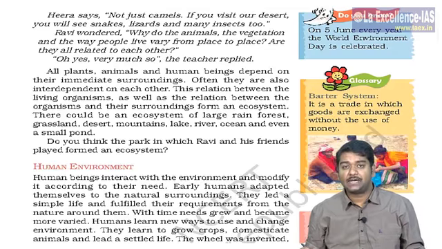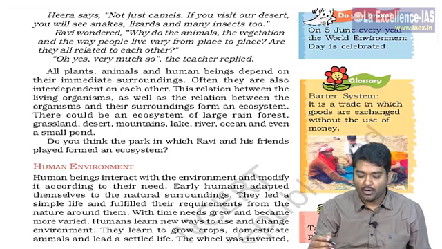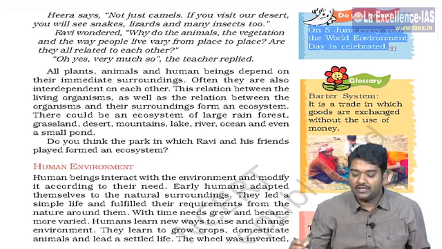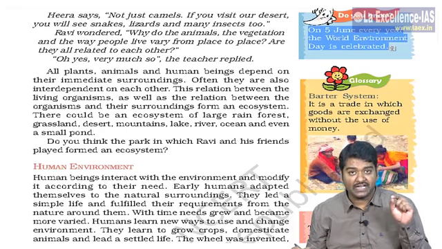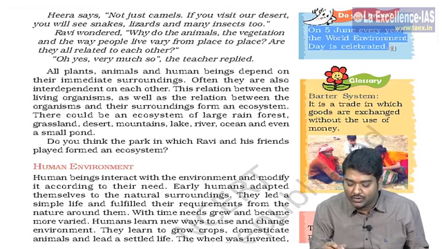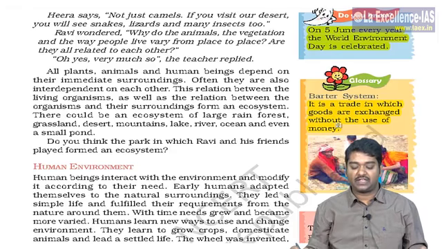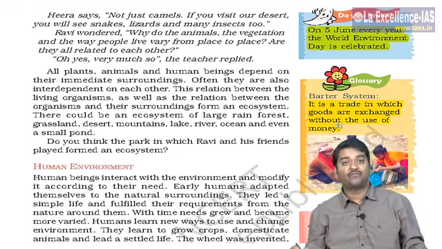Before we end this chapter, we just need to look at two important facts. One is on 5th June every year, the World Environment Day is actually celebrated. And we should also be knowing about barter system. Means it is a trade in which goods are exchanged without the use of money.